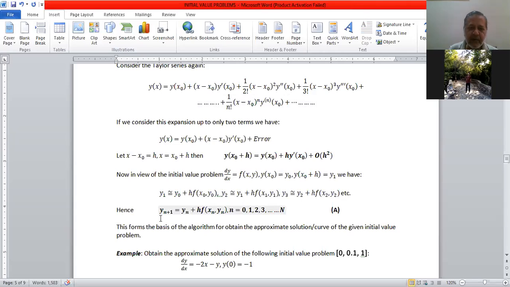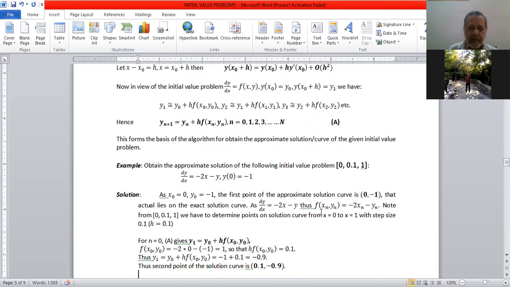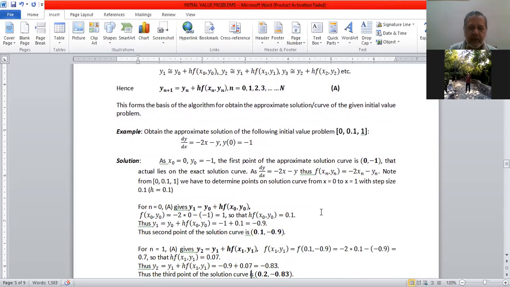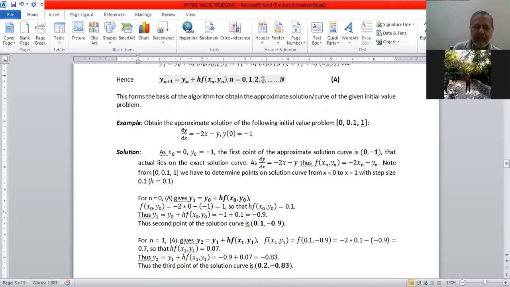Let us see how this method, which is given in A, works out. So this is our method or algorithm. x naught is equal to 0, y naught is equal to -1. So dy by dx is equal to, in this problem, minus 2x minus y. This means the function f of x, y. So f of xn, yn should be minus 2xn minus yn. When I use x naught y naught, f of x naught y naught will come. When I use x1 y1, f of x1 y1 will come. When I use x2 y2, f of x2 y2 will come, and so on.